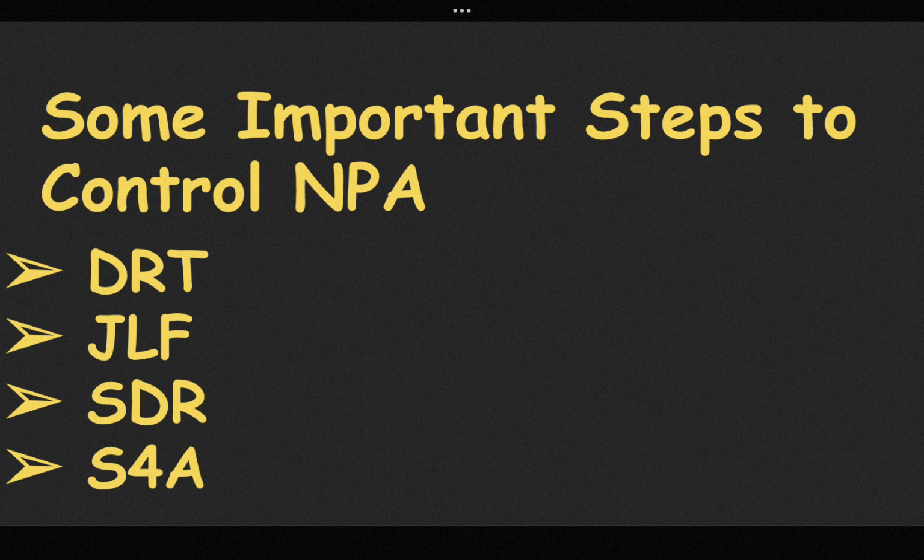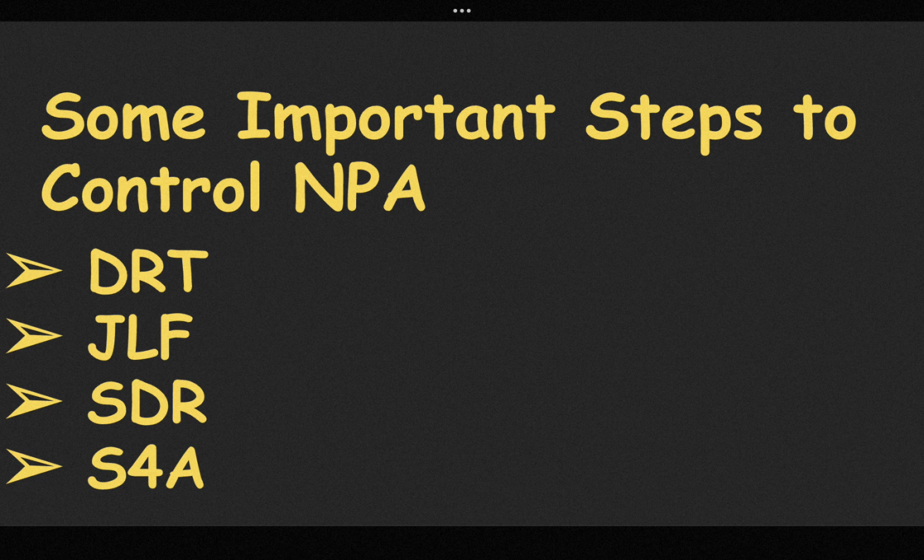Now, I'm going to discuss some of the important steps to control NPA. The very first step is the Recovery Tribunal. It was introduced in the year 1993 and was considered a landmark as they created separate tribunals for the settling of loan recovery. DRTs hear the cases of loan recovery.